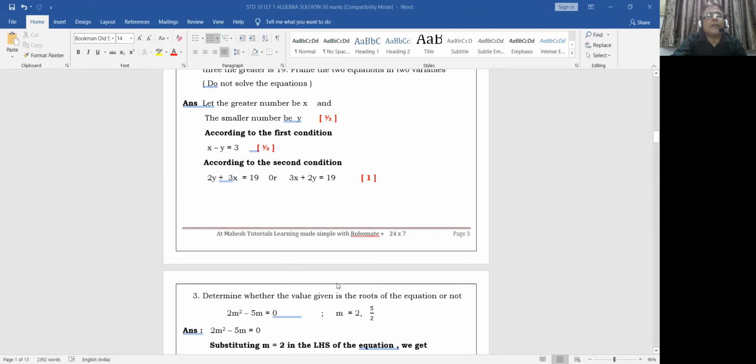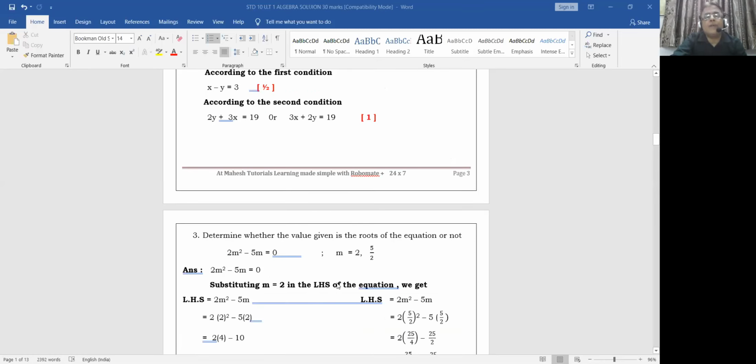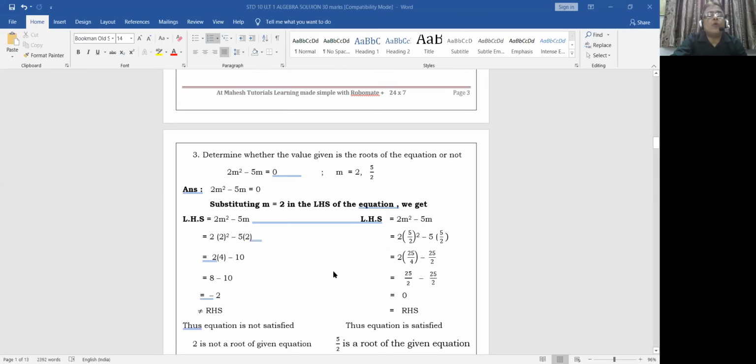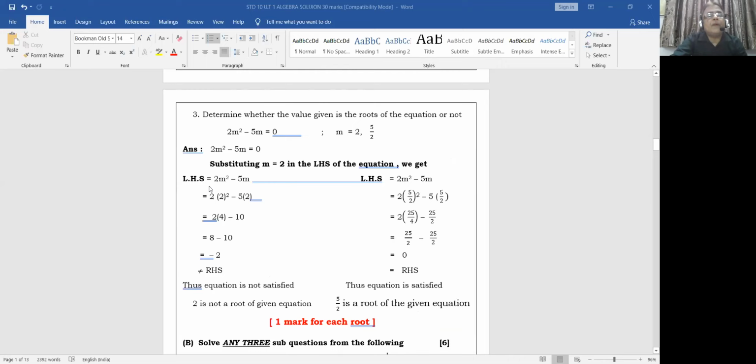Next one, question number 3. Determine whether the value given against the quadratic equations are root or no. So which two values are given, 2 marks. First, we substitute m equal to 2 only to the left hand side. If you have written 2m square minus 5m equal to 0, if you have written here equal to 0, don't give the marks. We just have to substitute only to the left hand side.